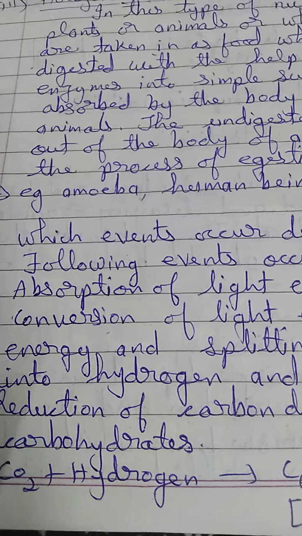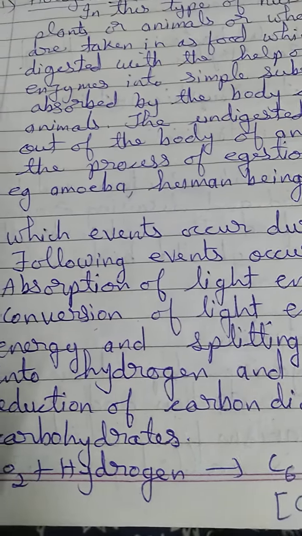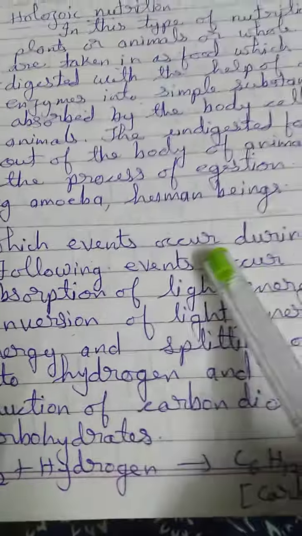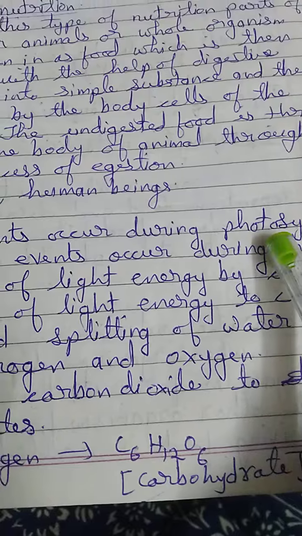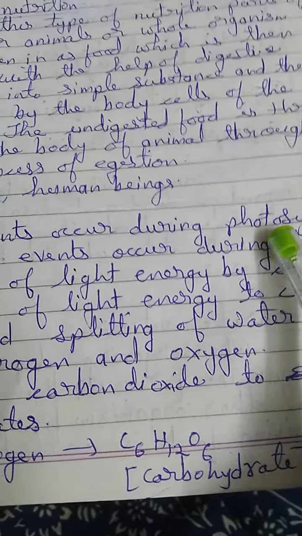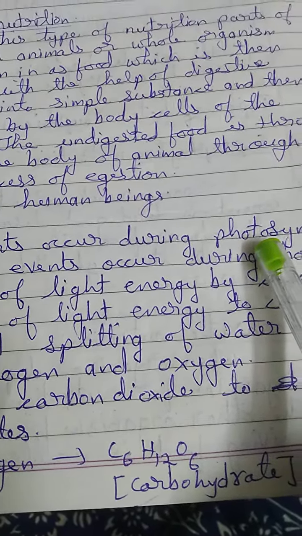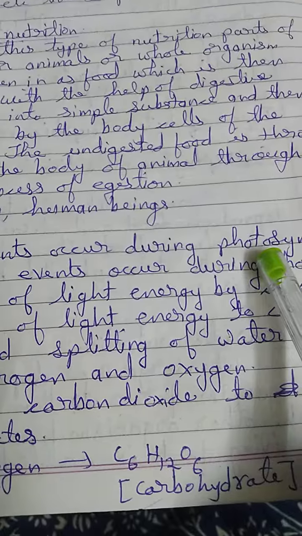Today we are going to discuss the events of photosynthesis. Which events occur during photosynthesis? Means what happens, what are the chemical reactions which take place during photosynthesis? This is on page number 96 of your textbook. You can refer to the textbook too.